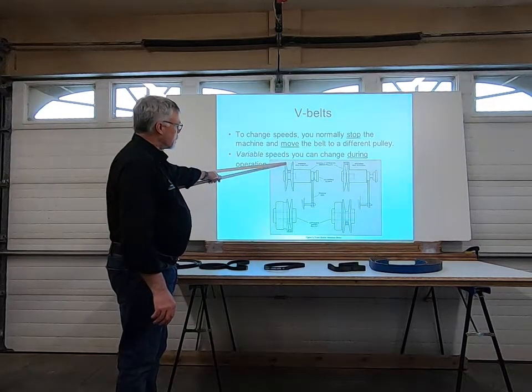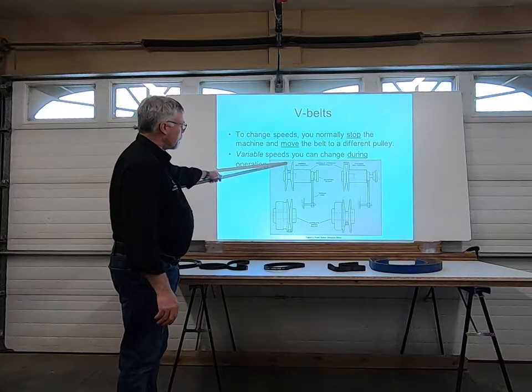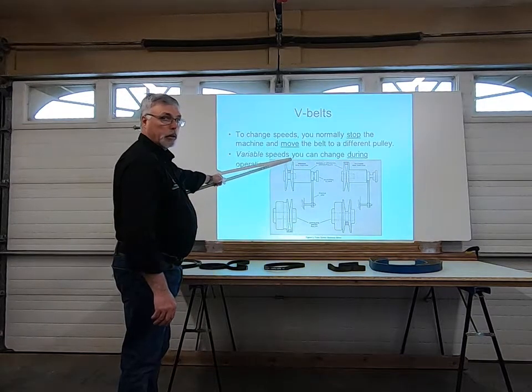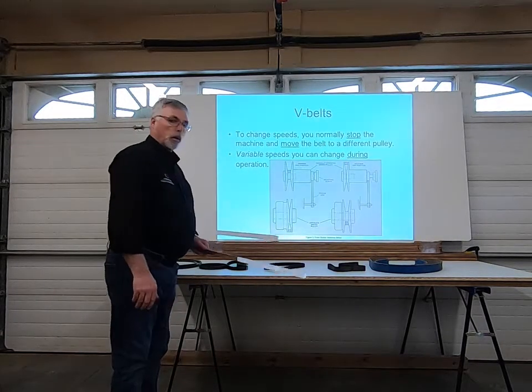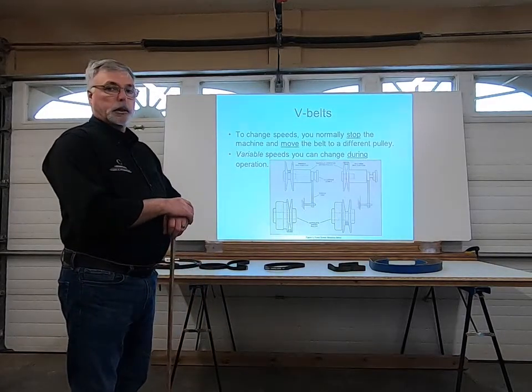So when you have less tension, the belt runs high on a big pulley, or a larger radius or larger diameter, and it runs at a slower speed. And then as you pull it down inside, it will increase the speed.